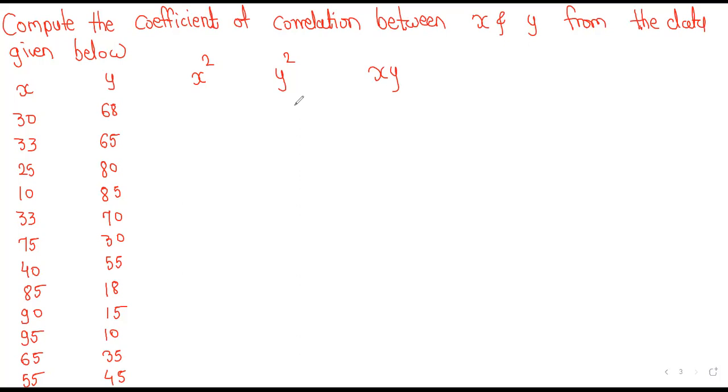ठीक आहे. एक्स ची पहिली व्हॅल्यू 30, 68 m प्लस 33, 65 m प्लस 25, 80 m प्लस 10, 85 m plus 33, 70 m plus 75, 30 m plus 40, 55 m plus 85, 18 m plus 90, 15 m plus 95, 10 m plus 65, comma 35 m plus and 55 comma 45 m plus. So calci varti n is equal to 12 diste, right?